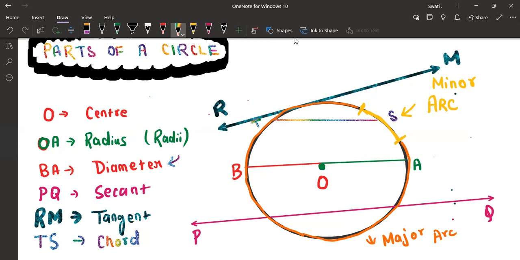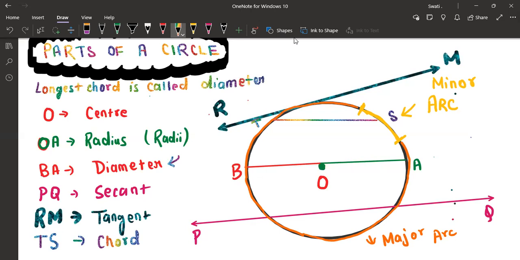So BA is also a chord only, but the only thing is that BA is the longest chord here, and longest meaning it is passing through the center of a circle. And when such is the case, then it is called the diameter. So if you want, you can also write down here that longest chord, okay, longest chord is called diameter. All right. Okay.